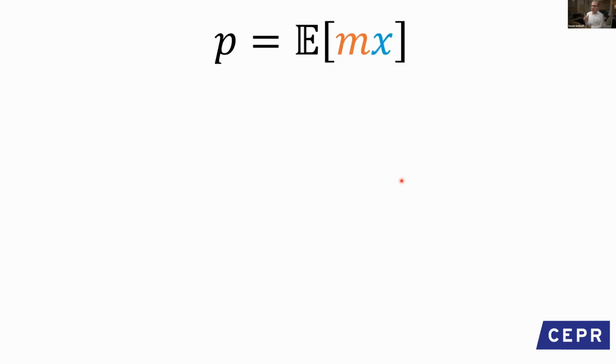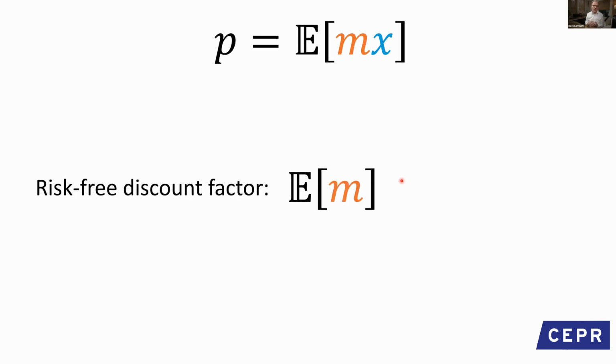Now, I want to highlight the relationship of that to the risk-free discount factor that one could also use. One approach is to take our expected marginal damages and discount them at the risk-free rate. Christian already mentioned that that is about 2% now in the official guidance. So the risk-free discount factor is just the expected stochastic discount factor.